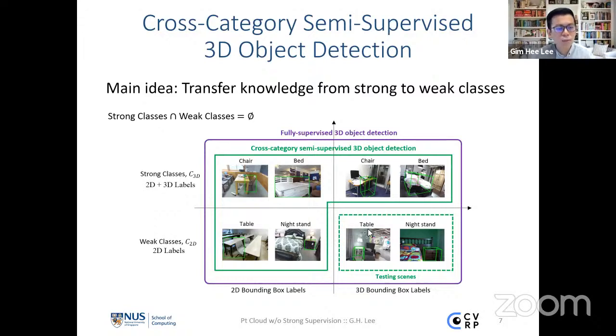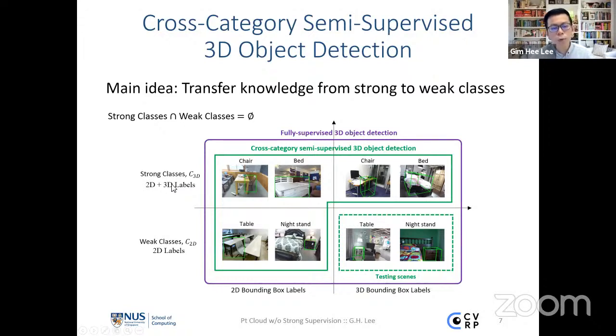So strong classes are objects in the data sets that we are given with 2D as well as the 3D ground truth. In this case, an example would be, let's say I have chairs and beds in my data set, and I'm given both the 2D and 3D strong labels for these 2 classes of objects. And I'm going to call this the strong classes.